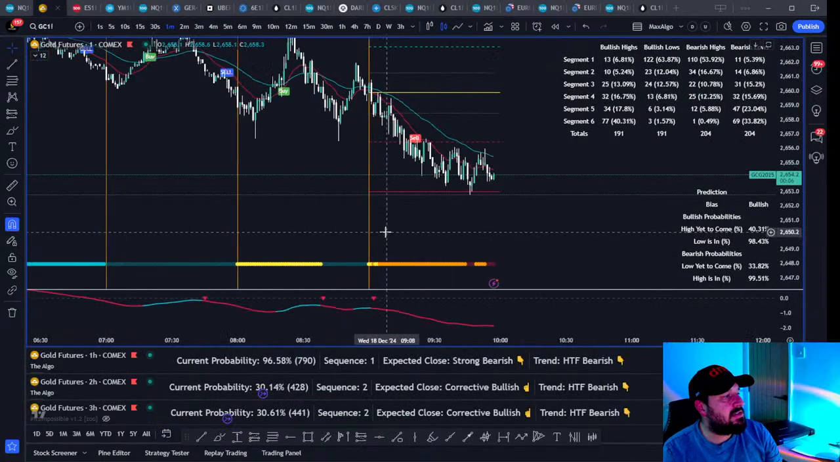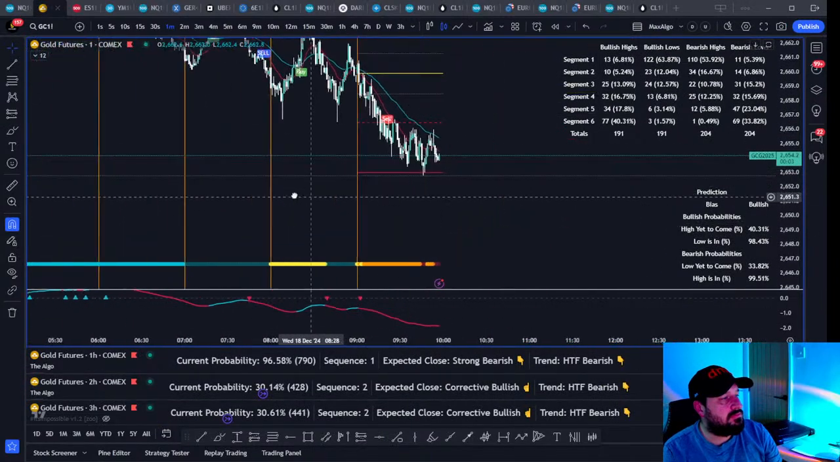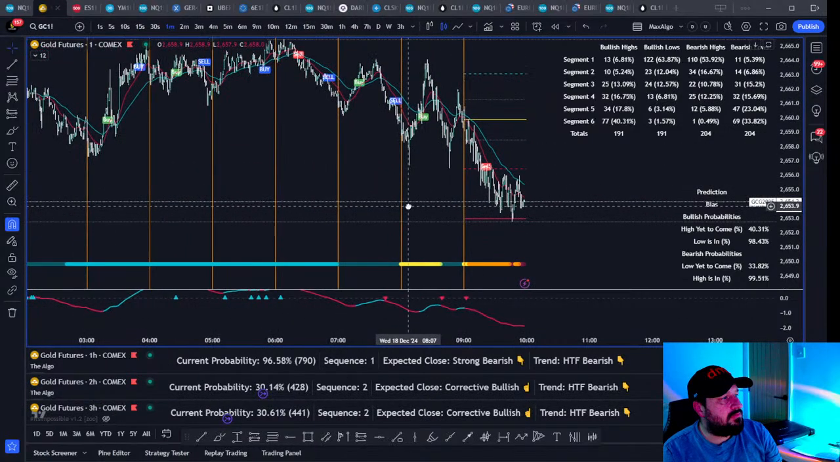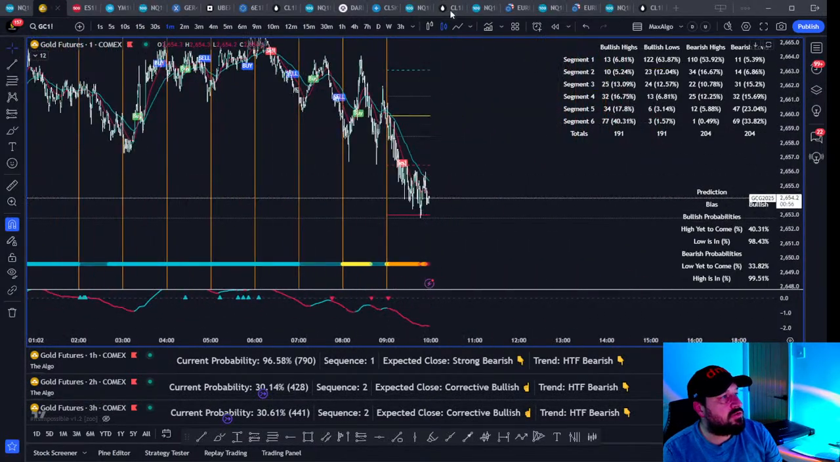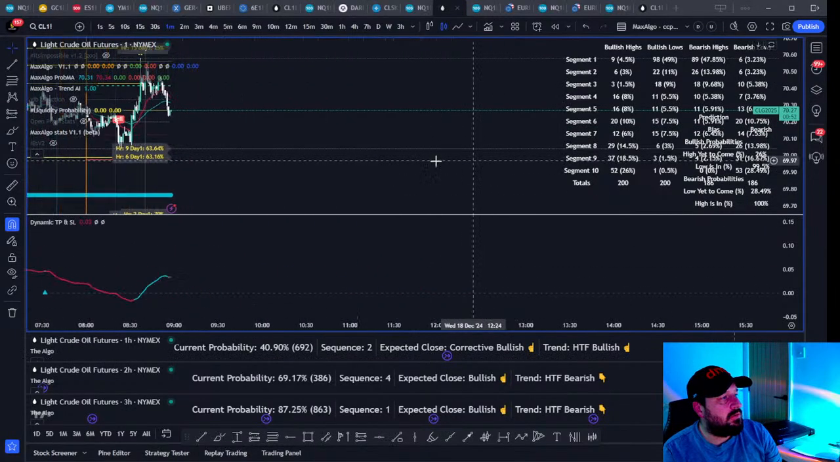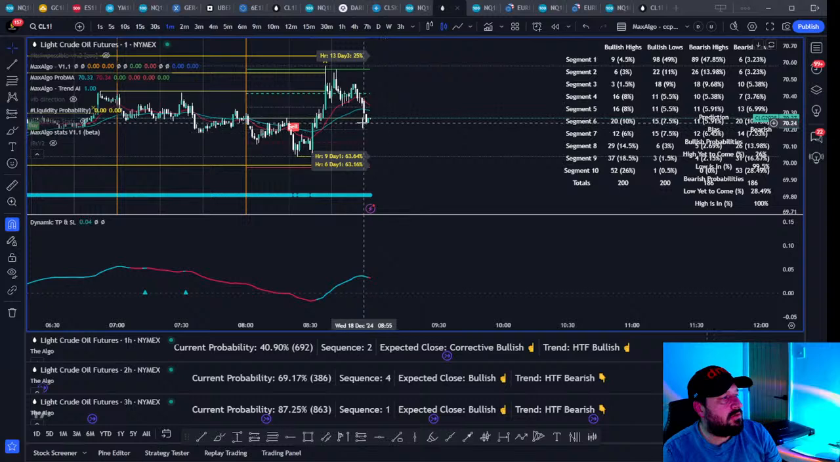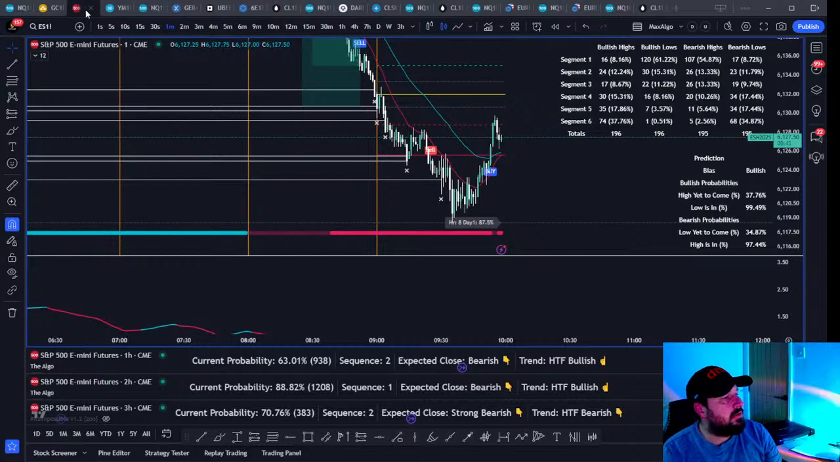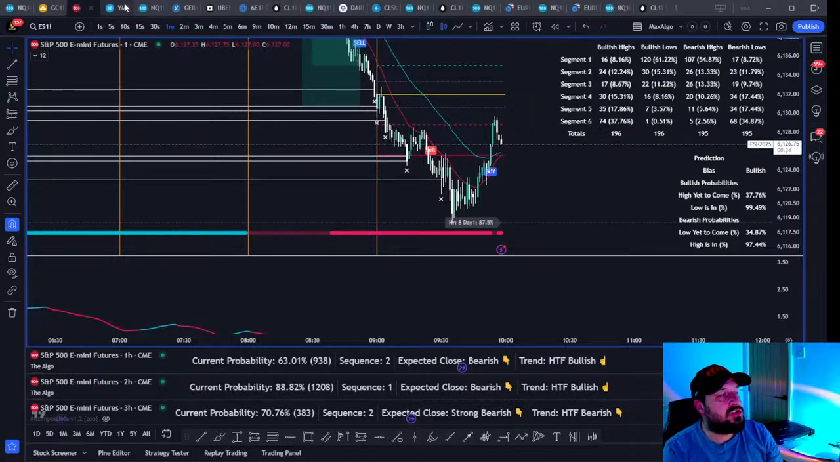Gold is currently our potential. CL, we've got another hour coming. Let's see what our new hour gives us. So we're going to look at CL and gold. Potentially NQ might go corrective bearish, would give us a high probability bullish trade. I only tend to just trade the sequence one of those.